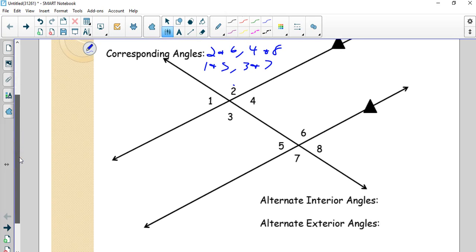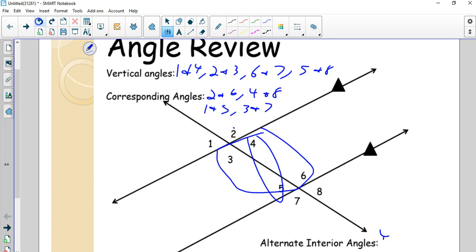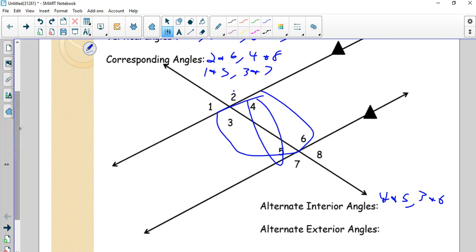Alternate interior angles. Well, first off, these are your interior angles right here. Alternate means on opposite sides of the transversal. So that's 4 and 5, along with 3 and 6. And then alternate exterior, 7 and 8, 1 and 2 are your exterior angles. So opposite sides of the transversal will be 2 and 7, and 1 and 8.